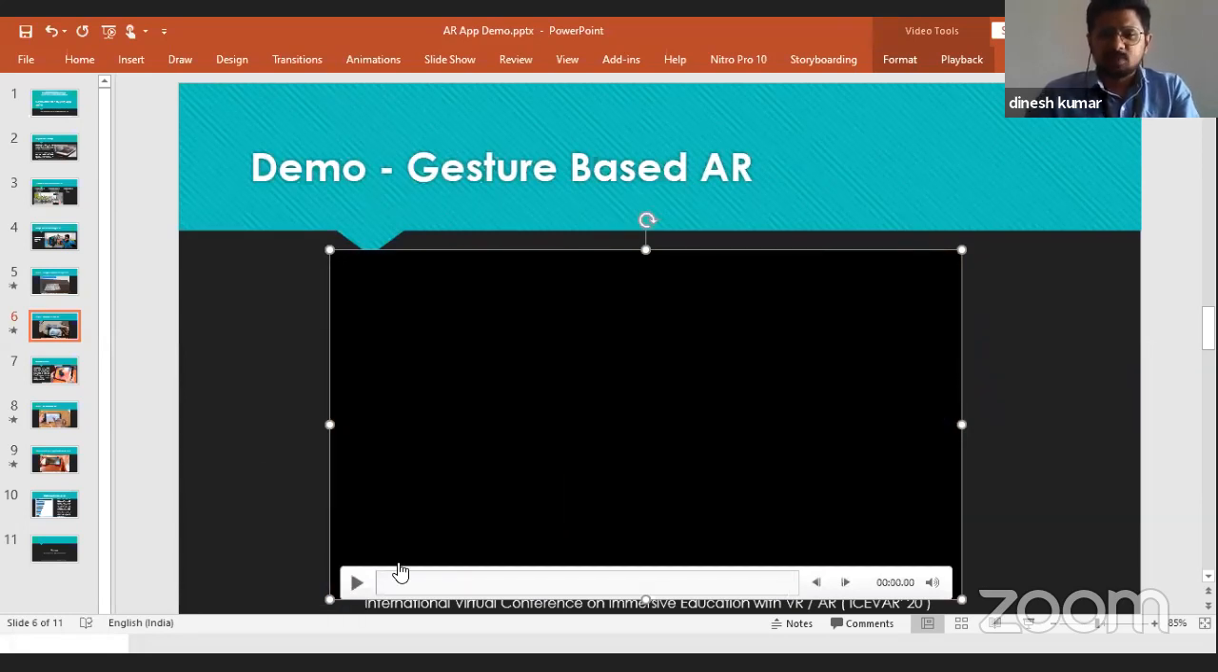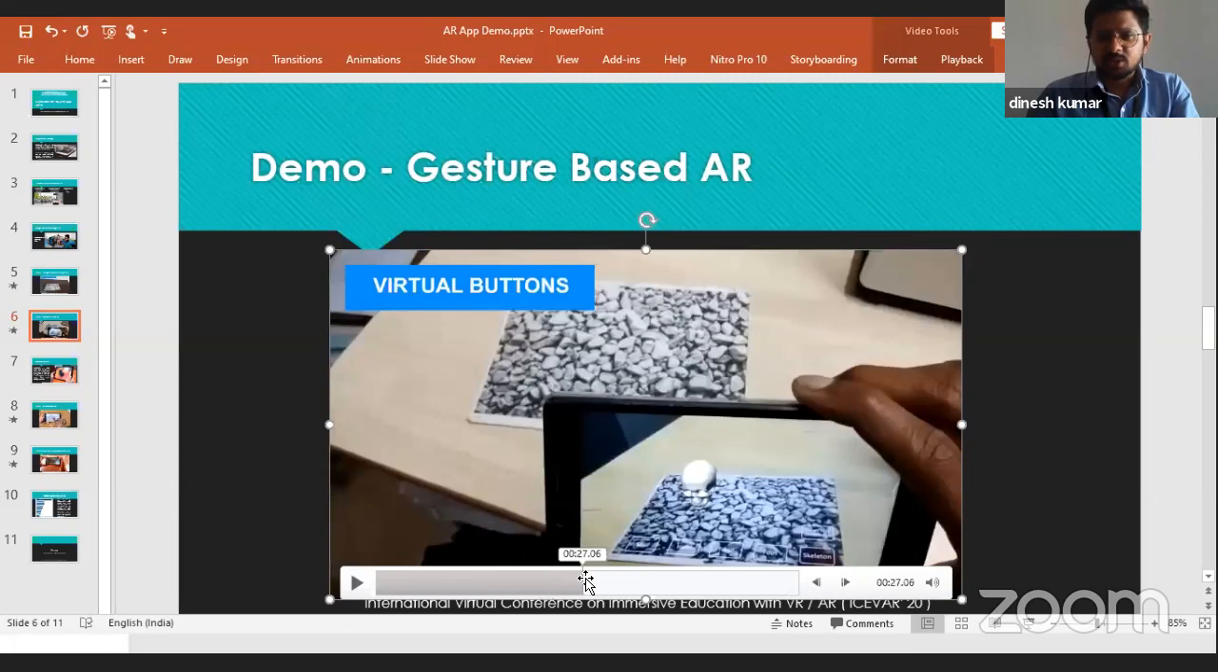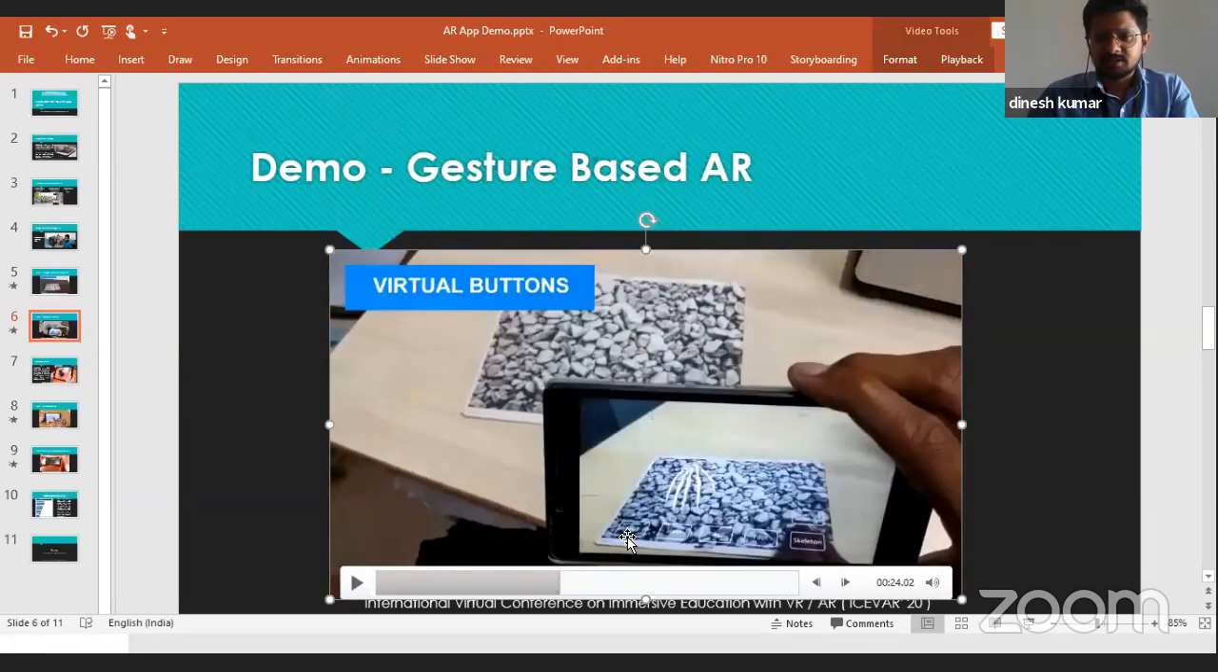Yeah, so this is our gesture-based demo. So you could see there are many virtual buttons here, which are activated by using gesture-based augmented reality. And we have been doing this as researchers for the past 4 to 5 years in our facilities.